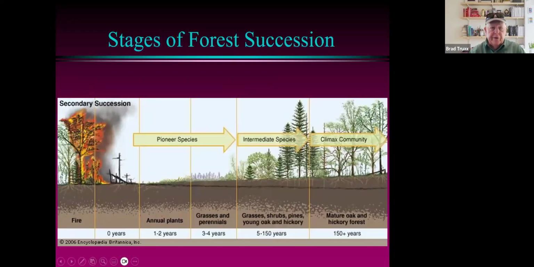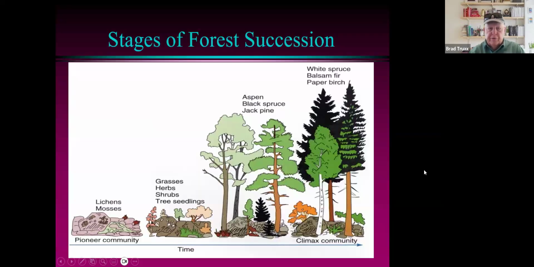This is showing secondary succession. So here you have a fire, goes through a period of nudation where there's basically nothing there. Then annual plants start to grow. At 3 to 4 years, you start to get some grasses and some perennials. After about 5 years, you start to get some shrubs, small pines, young oak, young hickory trees. And then finally, after many years, here it says 150 years, but it's probably much less than that, you have the climax where you have a mature forest.